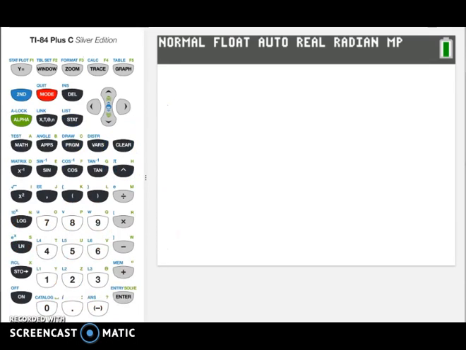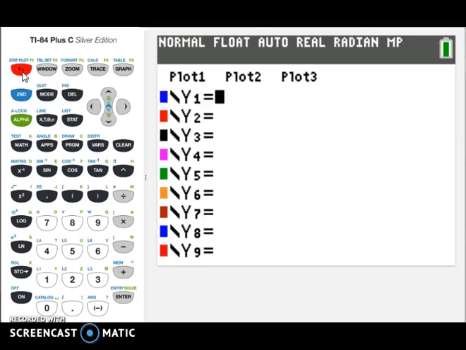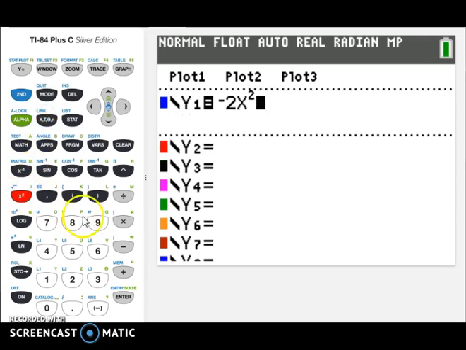So now we're going to find the zeros using a calculator. Okay, so what we're going to do is go to y equals, and then type in our function. So our function this time is going to be negative 2x squared plus 8x minus 7. Once we have it put into y equals, we're going to hit graph.